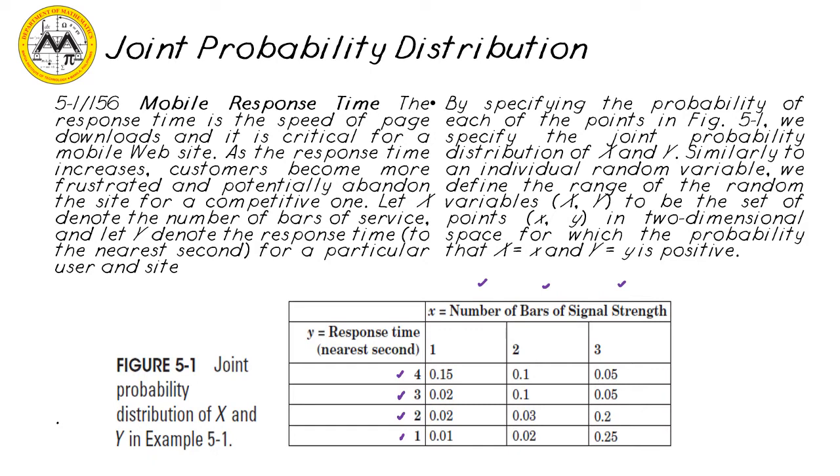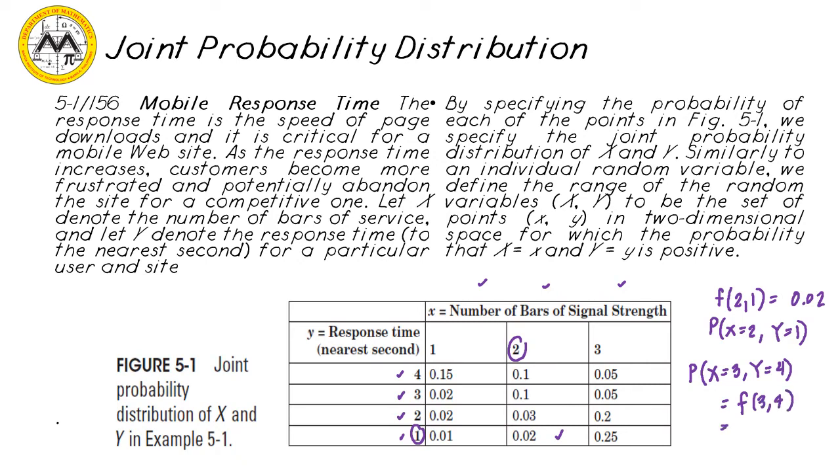So how to evaluate this? For example, we want to get f(2, 1). So x is 2, y is 1. So f(2, 1) is 0.02. So that's the probability of X equals 2 and Y equals 1. For example, we want to get the probability that X is equal to 3 and Y is equal to 4. So that is f(3, 4). So when x is 3 and y is 4, it would be 0.05.